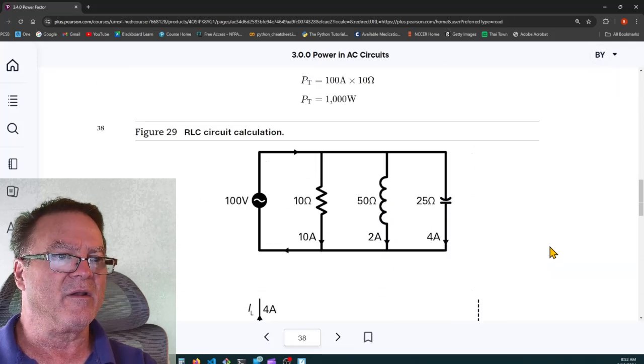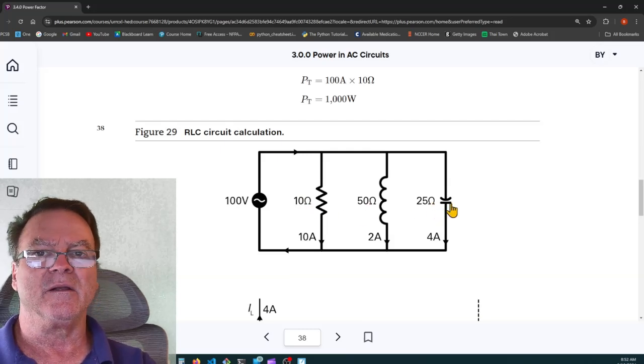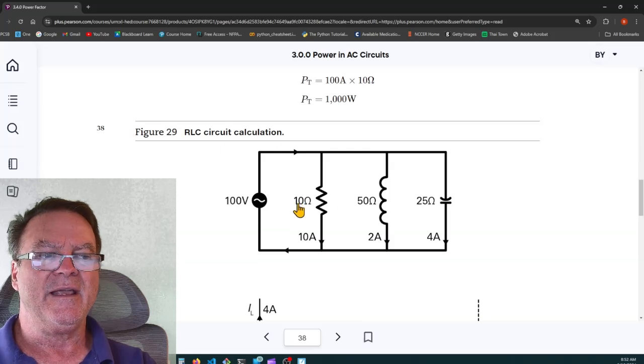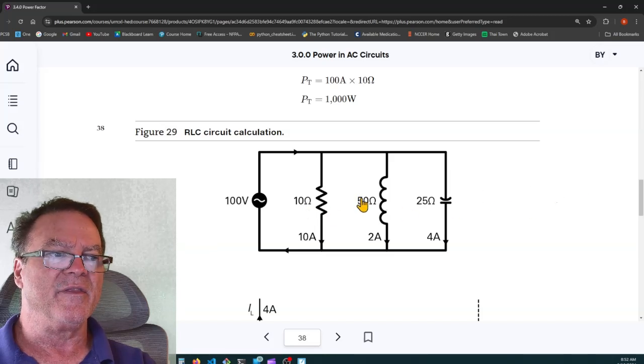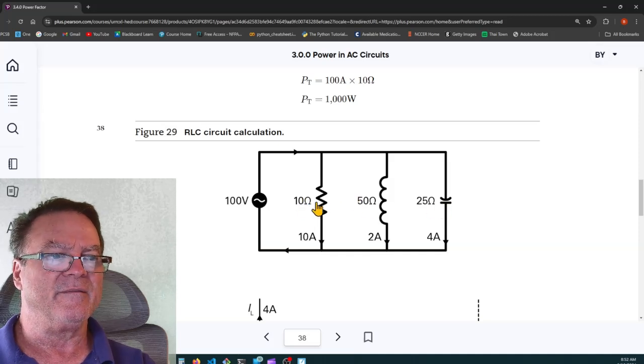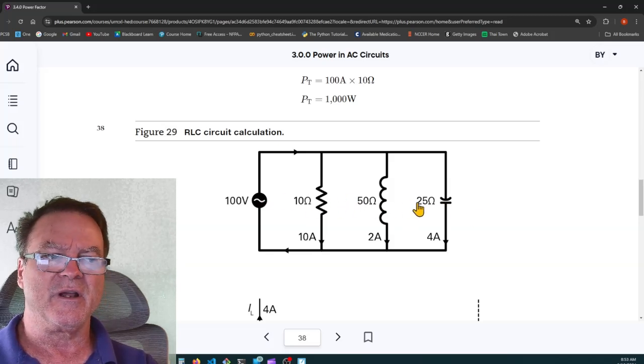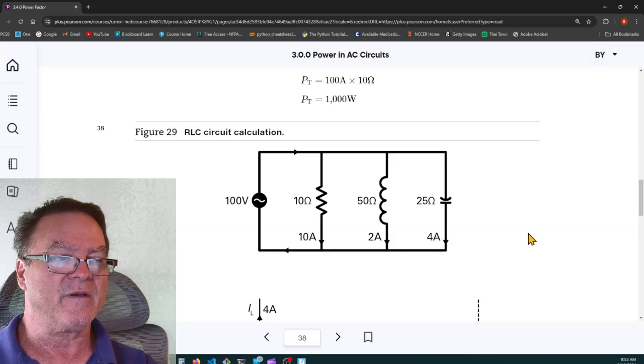Notice too that in parallel, we cannot make an impedance triangle. You cannot make an impedance triangle in parallel because in parallel, the impedance Z is always smaller than the smallest ohmic value. I didn't want to say resistance, but it's smaller than the smallest opposition to current flow in this circuit. And if we try to make a triangle, we would be saying that the hypotenuse is the shortest side, and that can't be. So we cannot make an impedance triangle. We have to make it with the current.